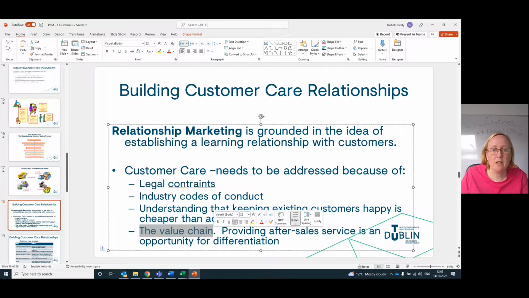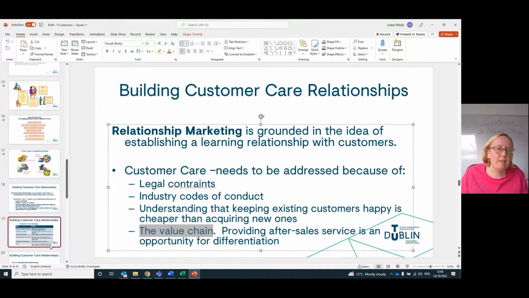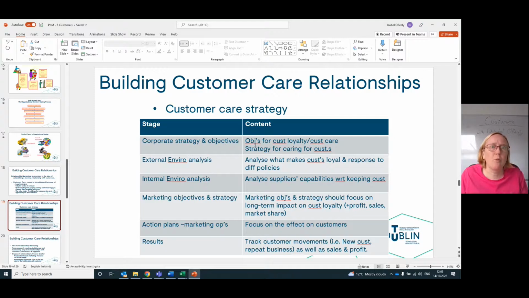So a similar point, providing after sales service is an opportunity for differentiation. Maybe the products that we sell are basically the same as what the other companies are offering, and how we can stand out is our after sales service. So that's where we create a competitor advantage.